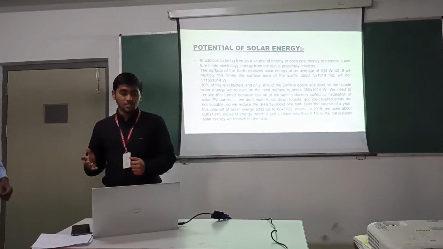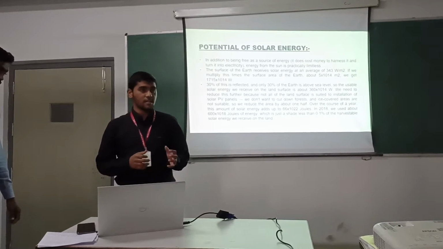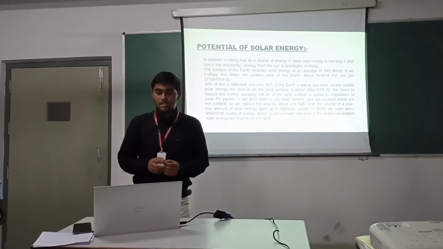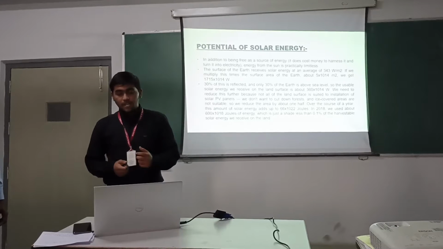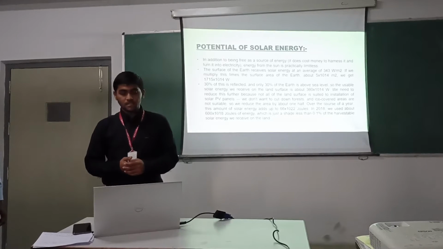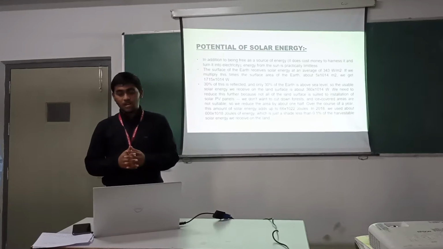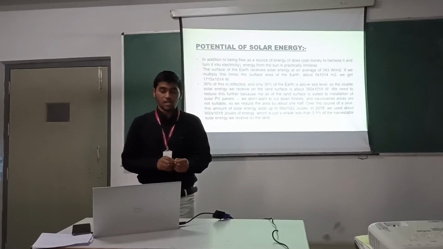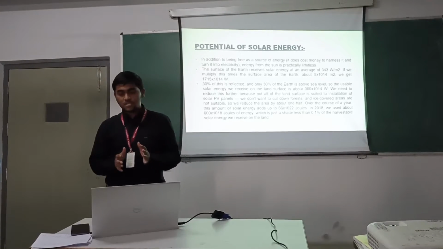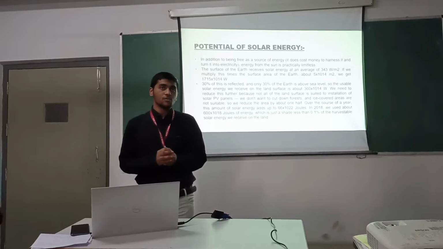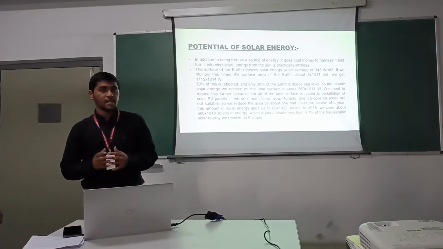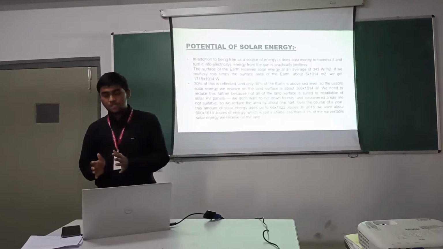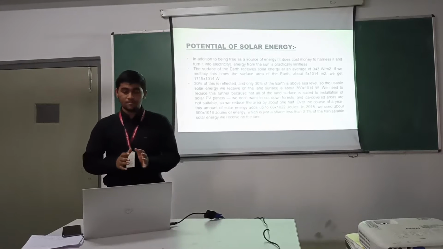Potential of solar energy. In addition to being free as an energy source, it does not cost money to harness it, and it turns into electricity. Energy from the sun is practically limitless. The surface of the earth receives solar energy at an average of 343 watts per square meter. If we multiply this by the surface of the earth, about 5 × 10^14 square meters, we get 1750 × 10^14 watts. 30% of this is reflected and only 30% of the earth is above sea level.